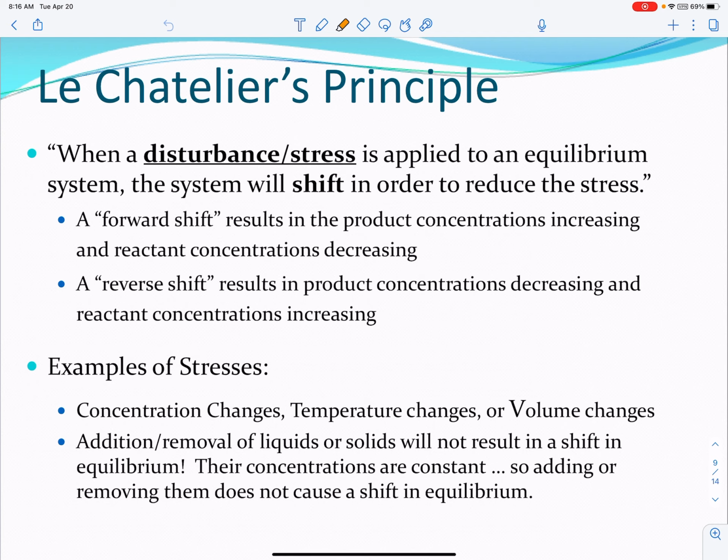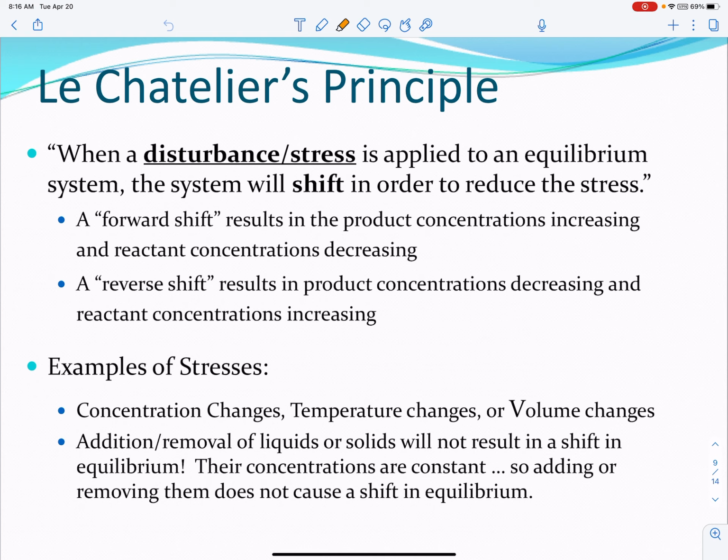Well, Le Chatelier's principle deals with disturbing that equilibrium. So you do something which makes the system no longer at equilibrium. We call that a stress. You're applying a stress or a disturbance to the equilibrium. And Le Chatelier's principle says that if you apply a stress to an equilibrium, the system will shift forwards or backwards in order to reduce that stress. So pause here and record that as a statement of Le Chatelier's principle.